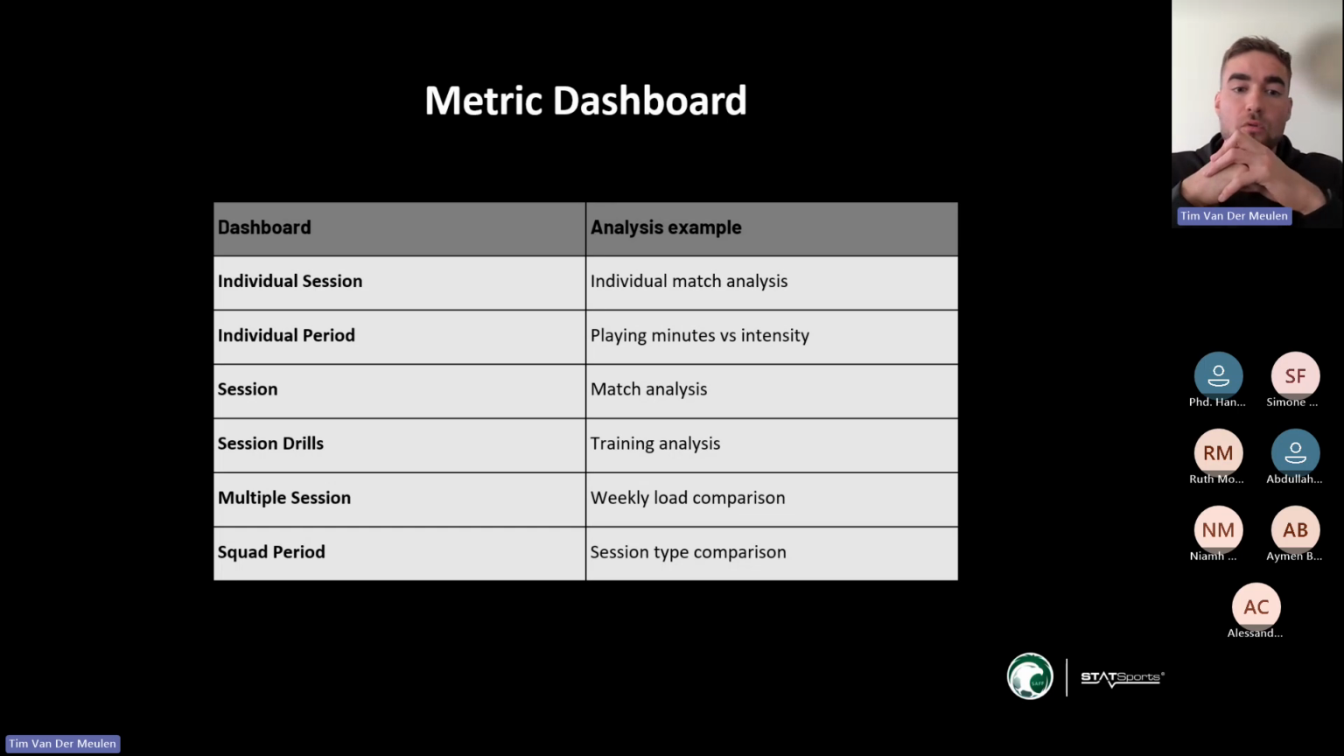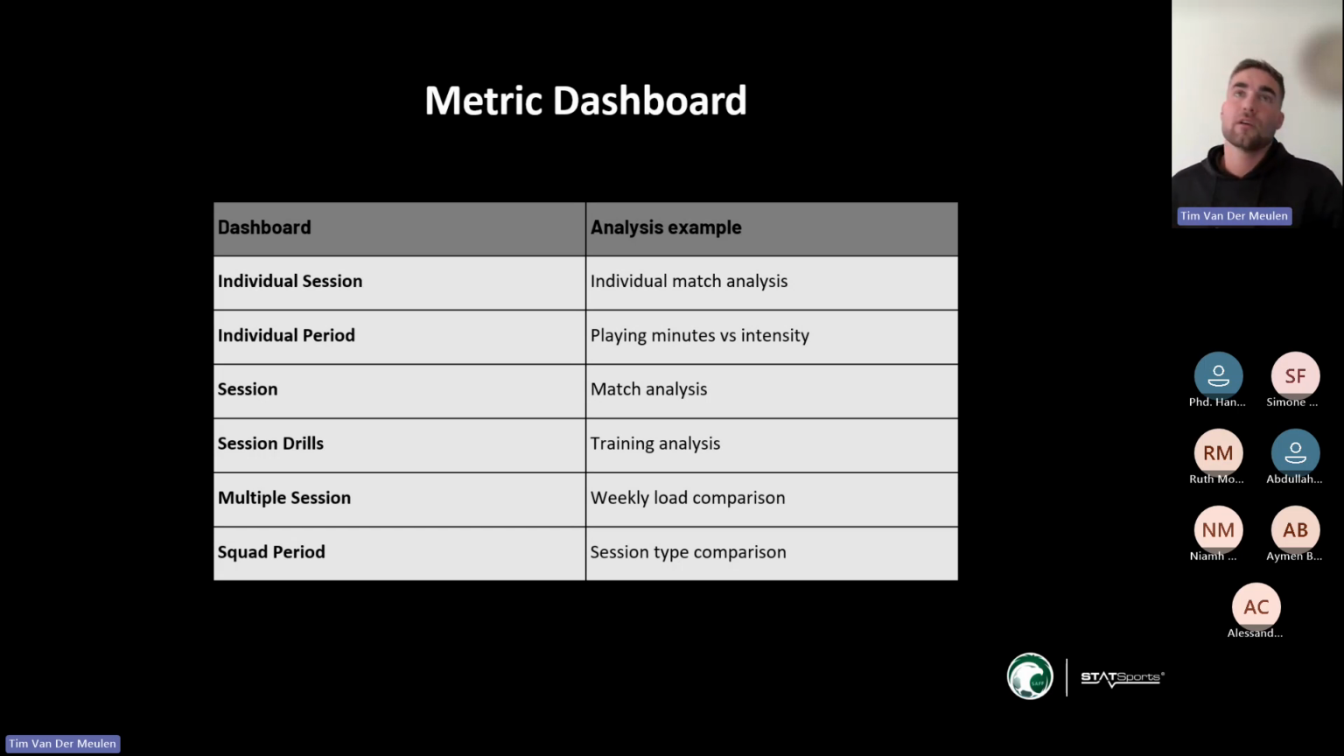And after that, I will continue with the multiple session dashboard, showing you an example of a weekly load comparison and diving a bit deeper in how to use that during different microcycles. Ending with the last squad period dashboard about different session types and the comparison between those different session types.